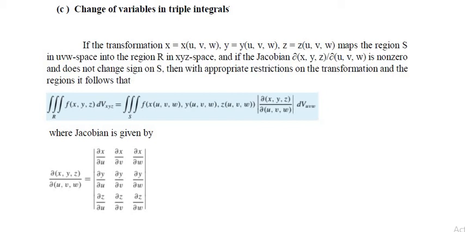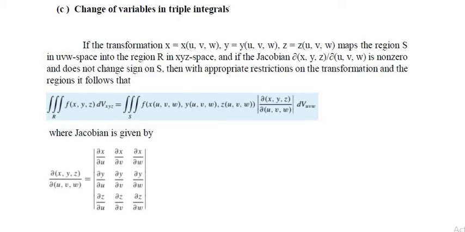integral over R of f(x,y,z) dV is equal to the triple integral over S of f(x(u,v,w), y(u,v,w), z(u,v,w)) times the determinant ∂(x,y,z)/∂(u,v,w) dV, where ∂(x,y,z)/∂(u,v,w) is equal to the determinant of a 3 by 3 matrix, that is ∂x/∂u, ∂x/∂v, ∂x/∂w, ∂y/∂u, ∂y/∂v, ∂y/∂w, ∂z/∂u, ∂z/∂v, ∂z/∂w.